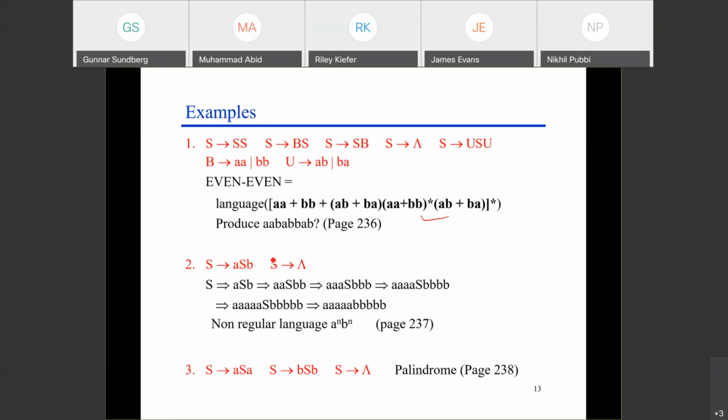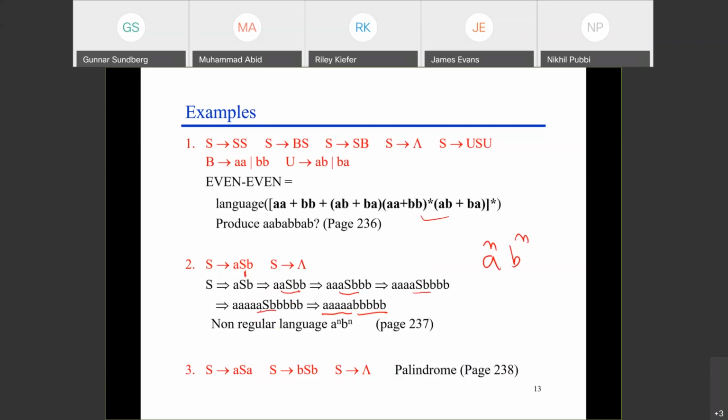So if you see this, you want to generate this word: 1, 2, 3, 4, 5 a's and 5 b's. You start from here, aSb, and then replace this S with this production rule again, aSb, aSb, aSb, aSb, and finally you replace this S with lambda, and you have 5 a's and 5 b's here. So this is your a^n b^n. We do not have a regular expression for this language, but we do have a grammar for this language.